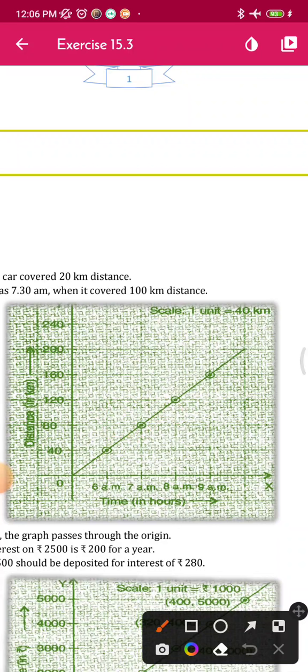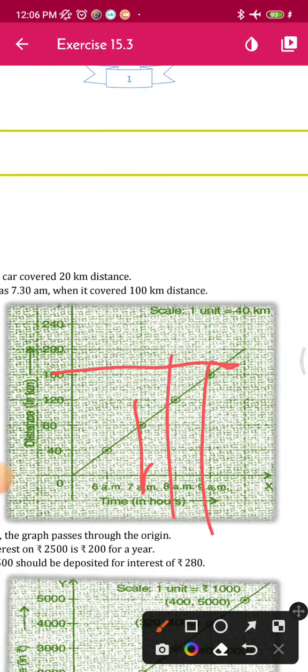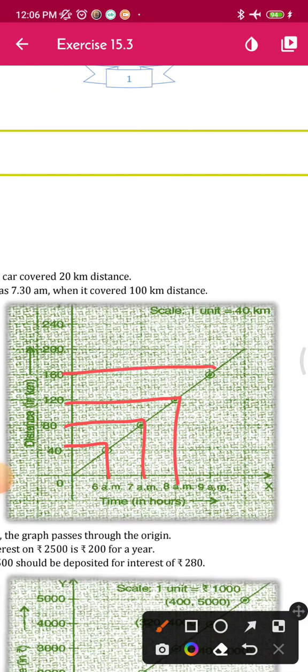Again, the second point there is 7 a.m. So from 7 you can take a line, and from 80 you can take a line. So here is the point 7 comma 80. Okay, similarly 8 comma 120 and so on, 9 comma 160 here. So these are the 4 points which we want. First this, second this, third this, and fourth one this. So these 4 points you can see here where I am marking again.